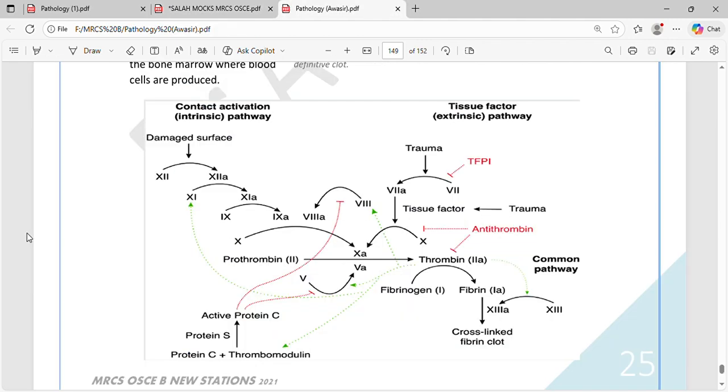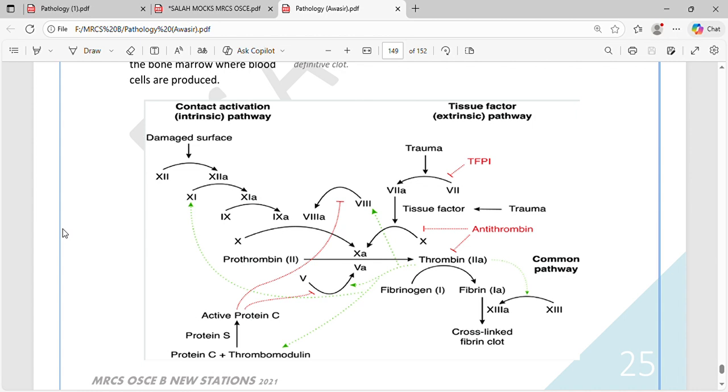And here, on the right side, is the contact activation intrinsic pathway and the tissue factor extrinsic pathway. If you see at the right side, we have the damaged surface, so it activates factor 12 into activated factor 12. Then it converts factor 11 into activated factor 11, and then factor 9 into activated factor 9, and then factor 10, in the presence of activated factor 8, is converted into activated factor 10.